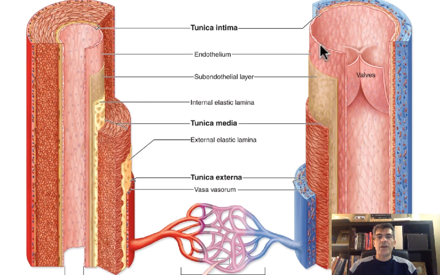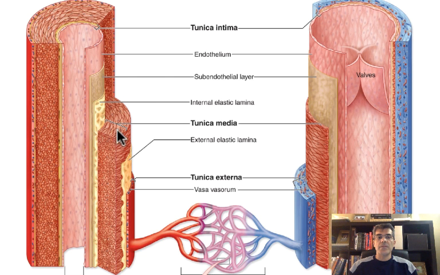As you can see, you can find endothelium in the vein, and also you can find subendothelial layer here. However, outside of subendothelial layer, you have internal elastic lamina. Internal elastic lamina is found only in the artery, but not in the vein. Therefore, we say tunica intima is composed of endothelium, subendothelial layer, and internal elastic lamina, which is found only in the artery.